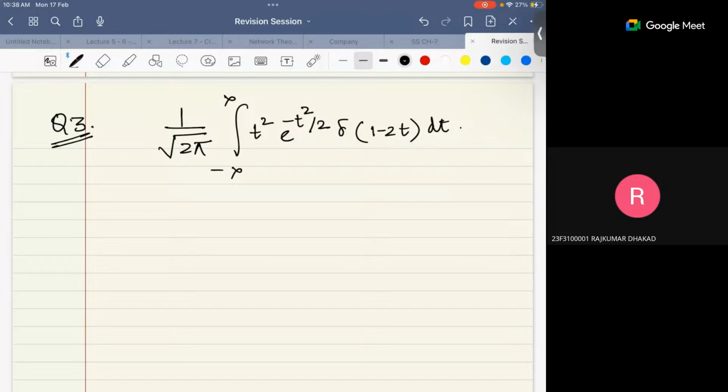How will you solve this? I told you all the properties, right? In the exam also, you'll be asked to integrate this equation. You don't have to integrate it directly. Wherever the delta is given, you just have to use the properties of the delta.